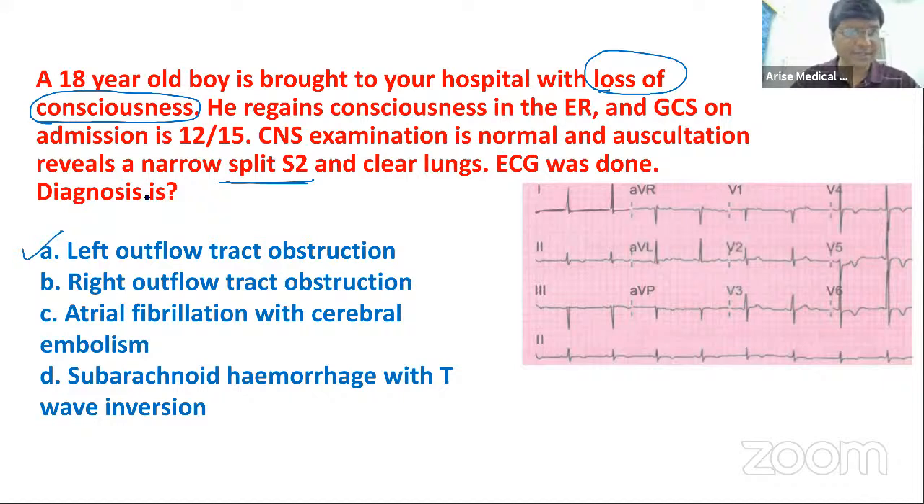Can you tell me what is that left ventricular outflow tract obstruction which made the 18-year-old boy go into a state of loss of consciousness? Right. So if you take the ECG, what is there in the ECG? ECG, it is suggestive of left ventricular hypertrophy.